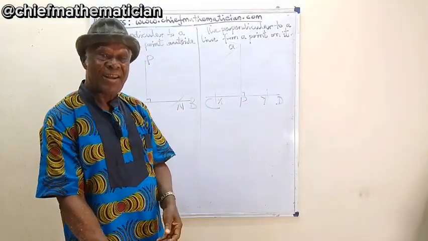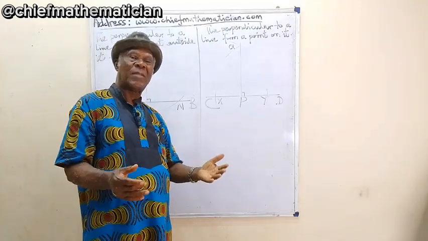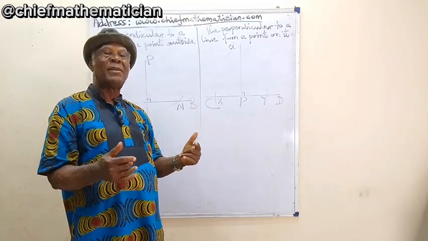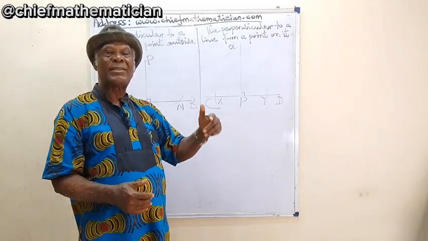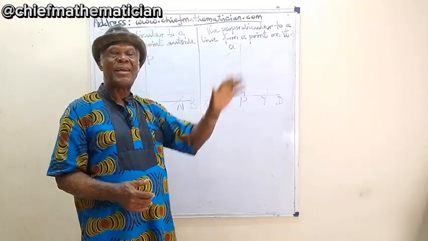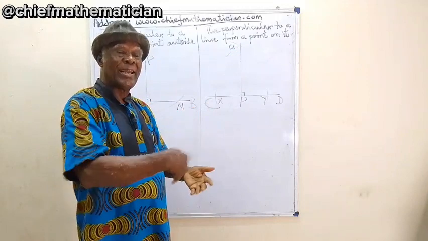So, we have clearly seen how we can construct a perpendicular to a given line from a point outside the line and from a point on the line.